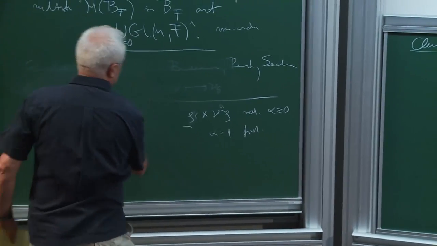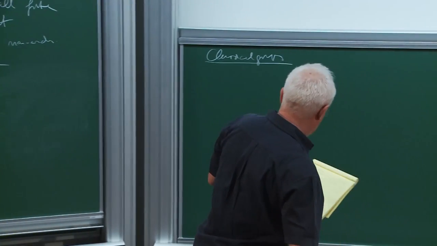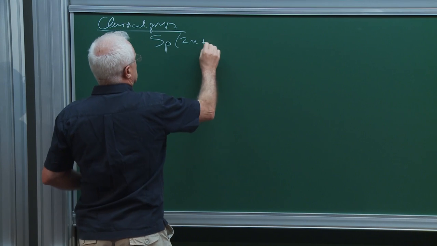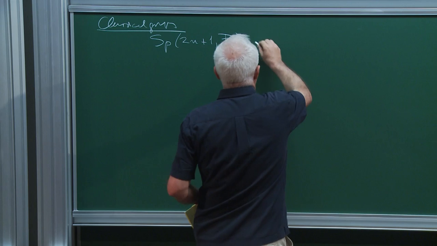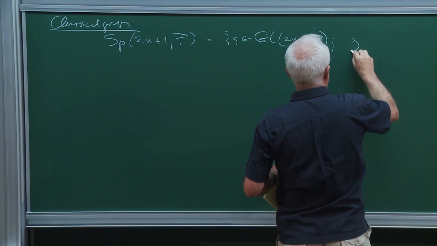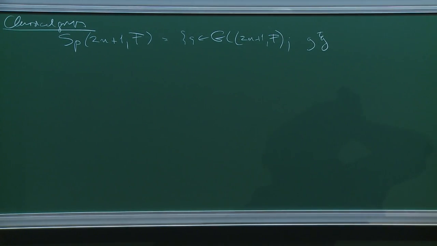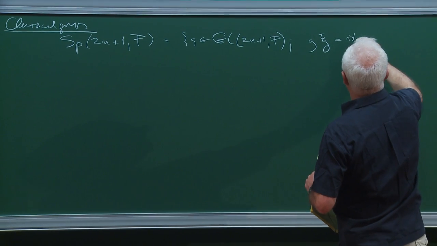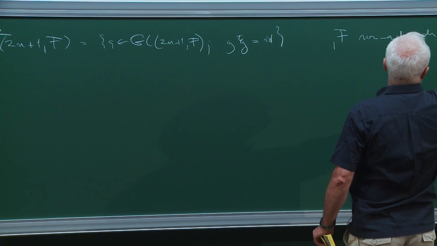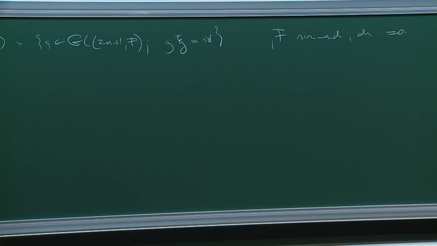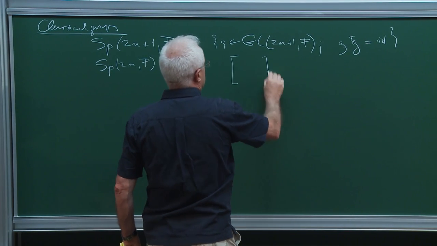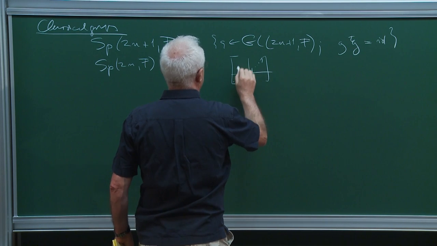For simplicity, I will consider Sp(2n+1, F) split. So these are all g in GL(2n+1, F) such that g tau, where this is the transpose with respect to the second diagonal, is the identity matrix. F is non-Archimedean and of characteristic zero. So also we'll look at symplectic groups, using the realization by matrices with 1, 1, 1, minus 1, minus 1.